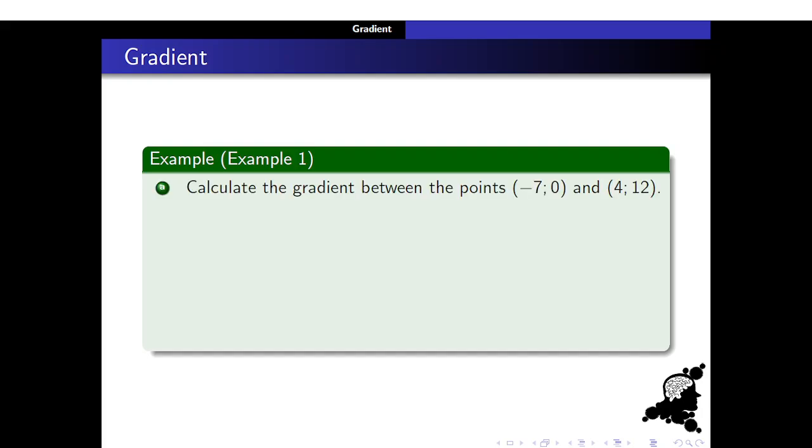Now, let's look at some examples. The first example says we need to calculate the gradient between the points (-7; 0) and (4; 12). So let's have a look at that. The points we are given are (-7; 0), and then we've got (4; 12). Now the question says that we need to calculate the gradient between the 2 points.